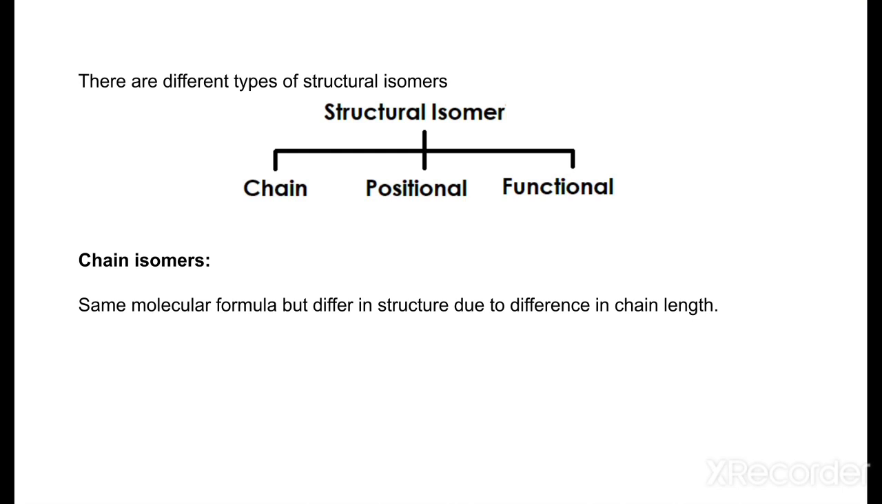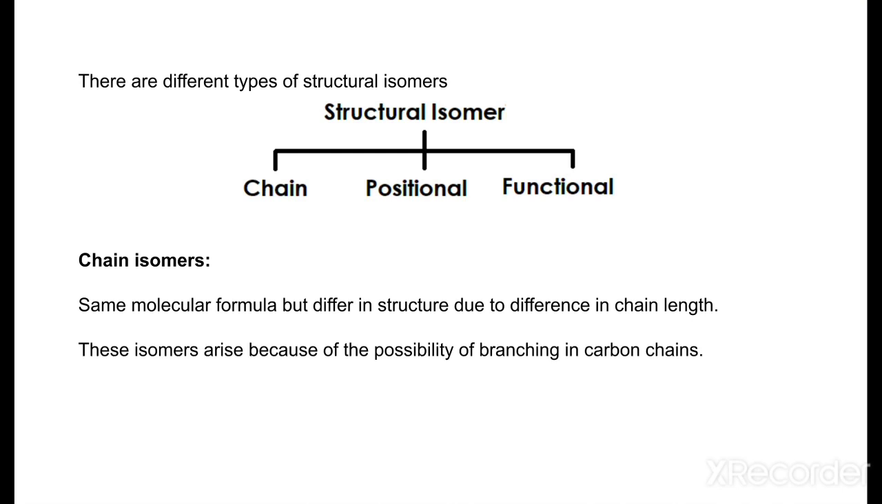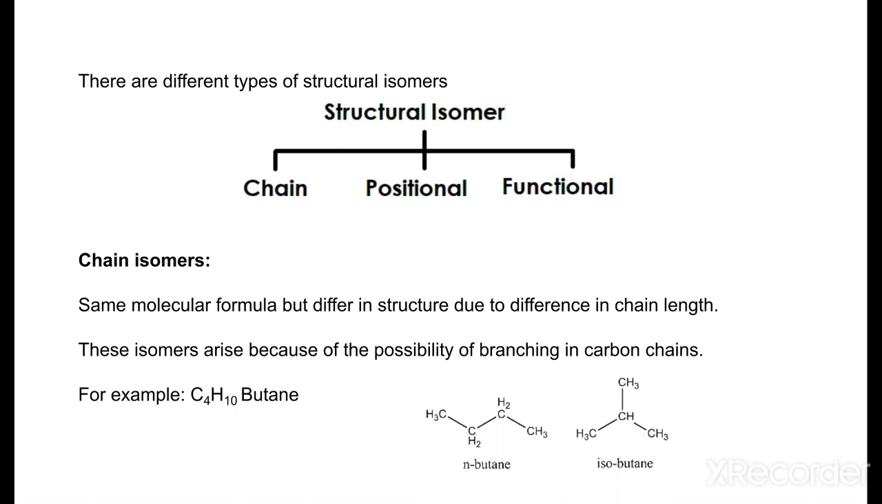These isomers arise because of the possibility of branching in carbon chains. For example, there are two isomers of butane, C4H10. In one of them, the carbon atoms lie in a straight chain, whereas in the other the chain is branched. Look at this. On the left side, n-butane, you can see the chain is linear. But on the right side figure you can see the branching one. So this one is the chain isomer.